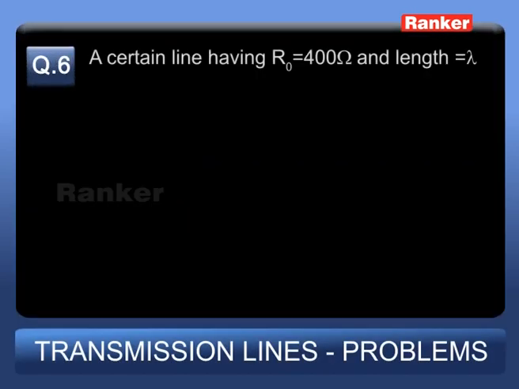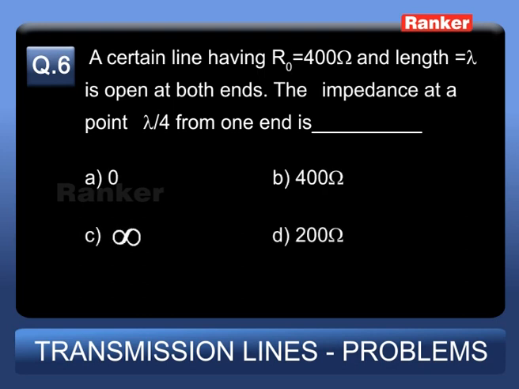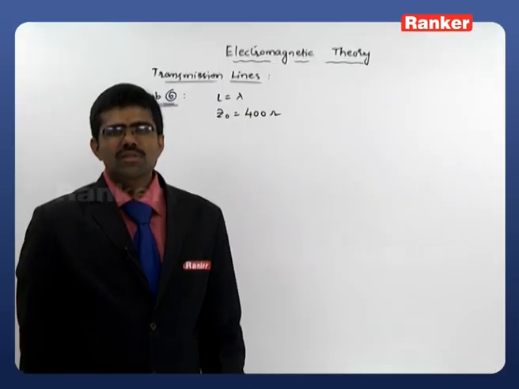A certain line having R0 equal to 400 ohms and length L equal to lambda is open at both ends. The impedance at a point lambda by 4 from one end is: option A, 0; option B, 400 ohms; option C, infinite; and option D, 200 ohms. Now let us observe the solution for this simple problem.